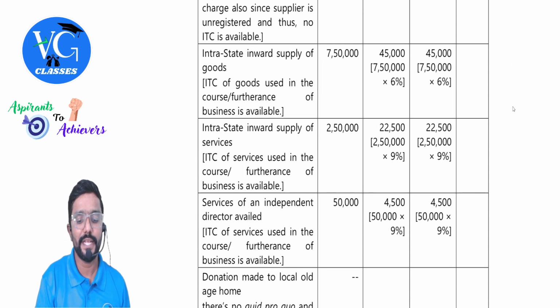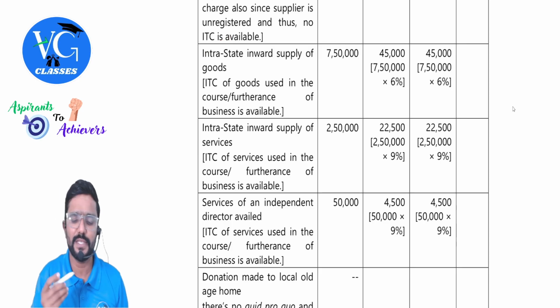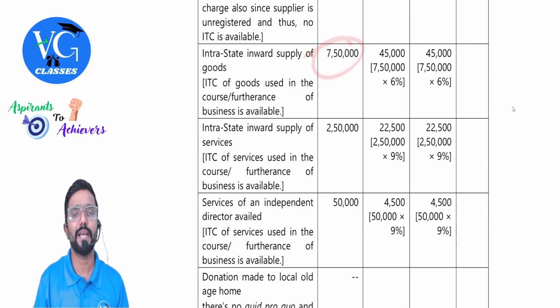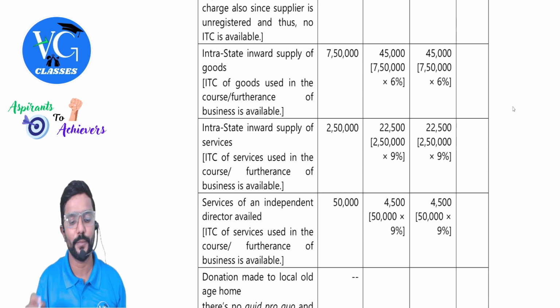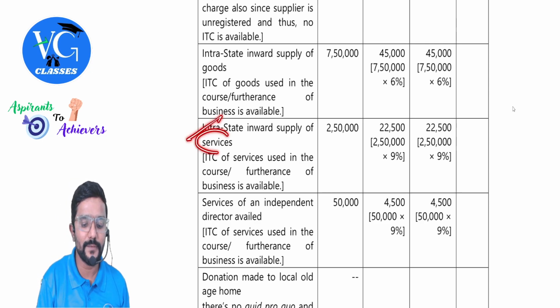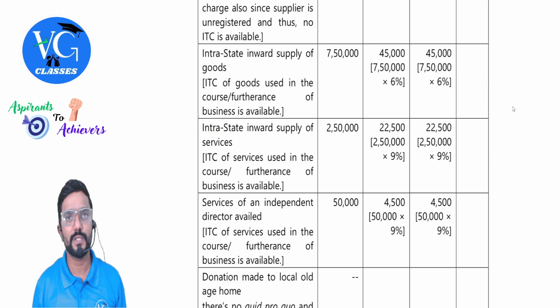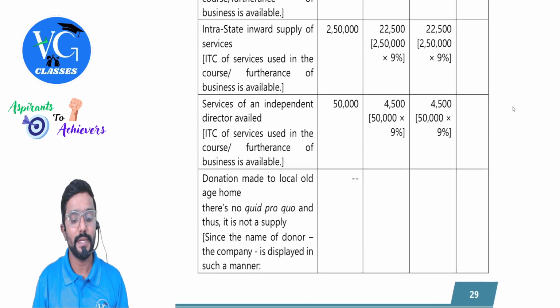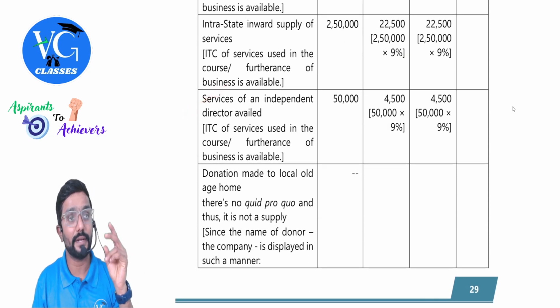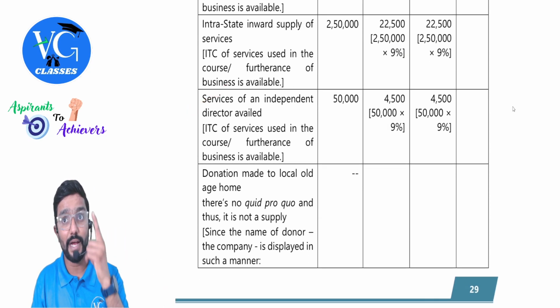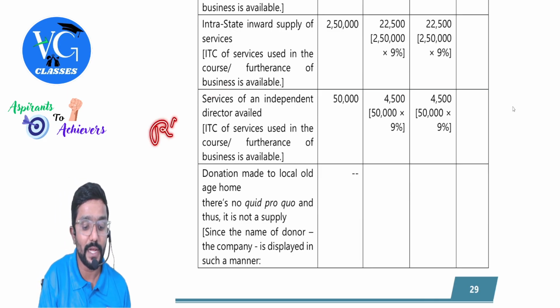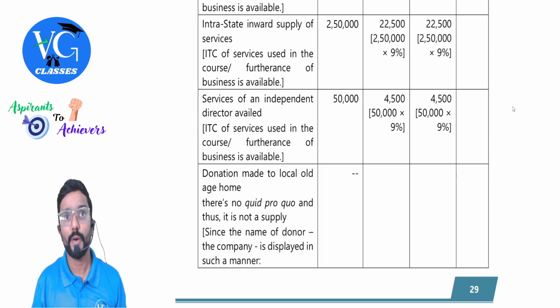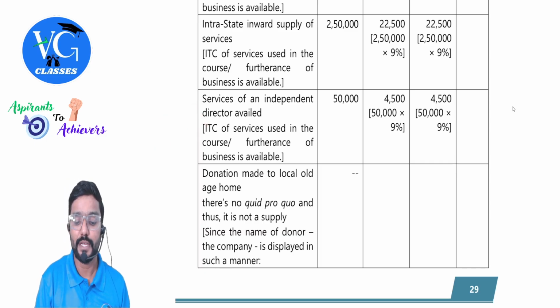Next, intrastate inward supply of goods, they have only given, which is used in the course or furtherance of business, hence we can claim the credit. 7,50,000 into 6%. Then intrastate inward supply of services, it is used in the course of business, so credit is available, 9% each. Then services of independent director, he gave it to the company, RCM is applicable. Please be careful, this is RCM. How much is that, sir? 9% each. It is a service.